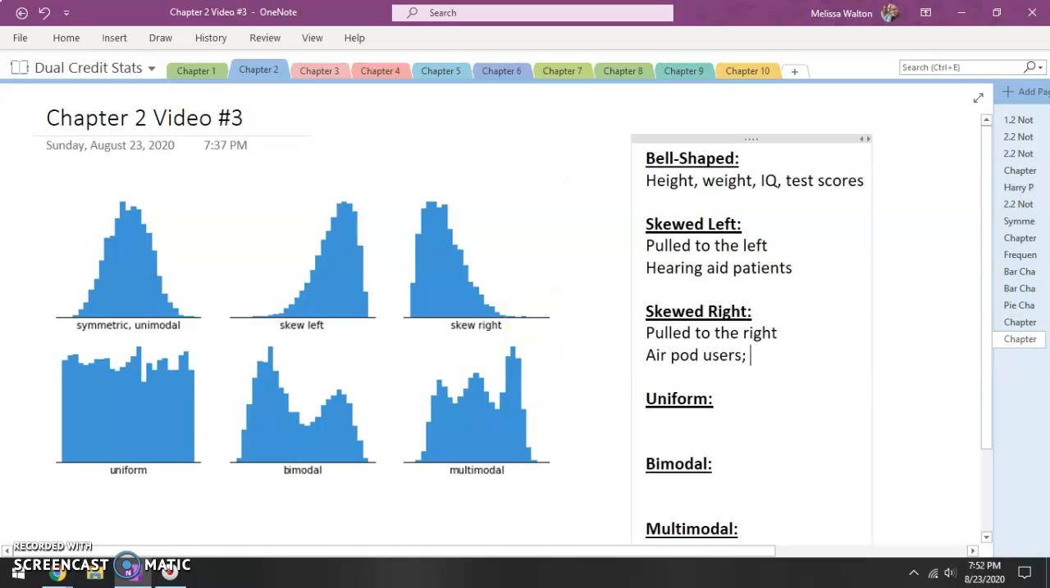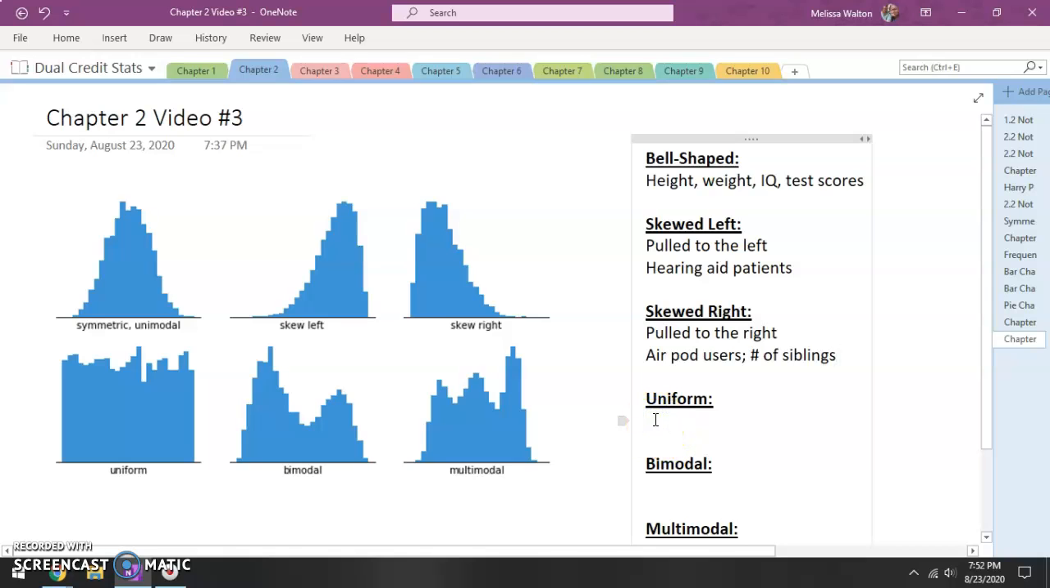Another example would be number of siblings. Think about it. Most people are either an only child or have one or two siblings. However, there are always those families like the Duggars that have quite a few more kids than just the one or two siblings. So number of siblings would be skewed to the right as well.